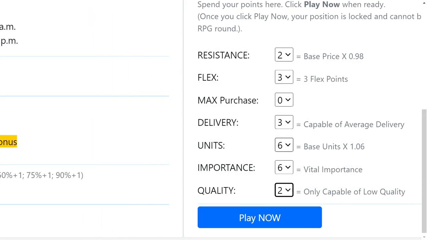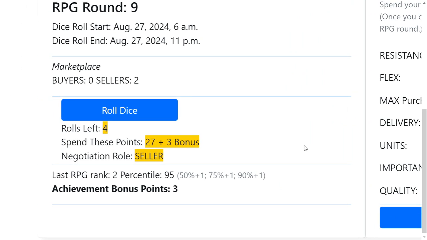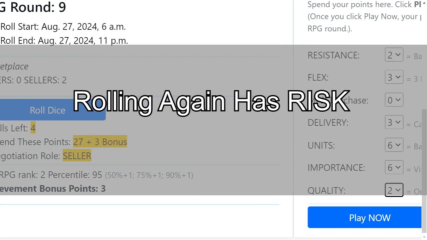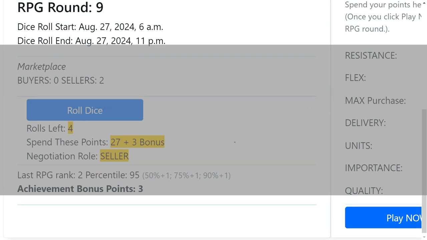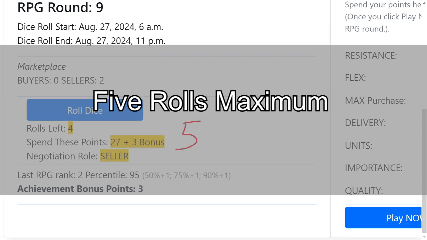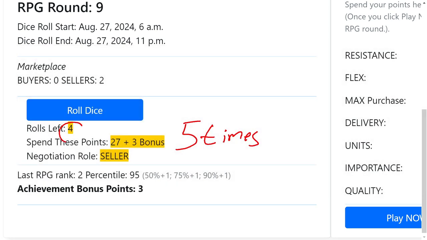Of course, we could say, I don't like those points, I want to roll again. Maybe I want more than 30. Okay, that's possible. But can you get more than 30? You have to roll again, and you can only roll a maximum of 5 times. We've already used one, so we only have 4 left. That's a bit risky, because when we roll again, our score could go lower. The points we have to spend would be lower.